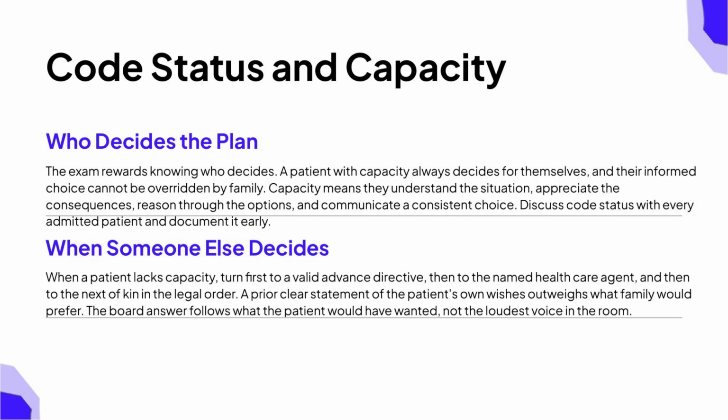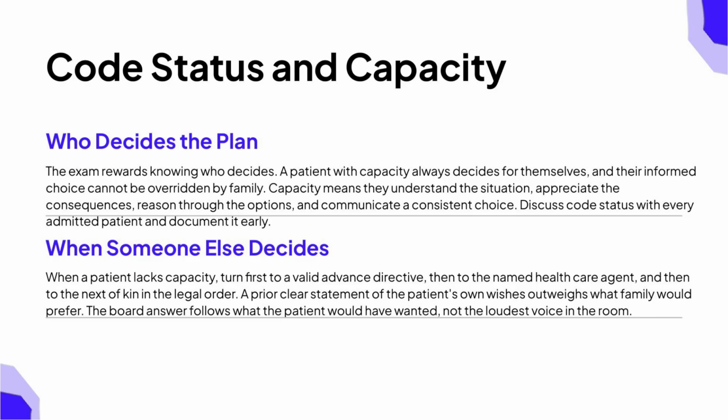Let us talk about code status and capacity, because the boards quietly test your judgment here. Start with who decides. A patient with capacity always decides for themselves, and their informed choice cannot be overridden by family. Capacity means 4 things. The patient understands the situation, appreciates the consequences, reasons through the options, and communicates a consistent choice. You should discuss code status with every admitted patient and document it early.